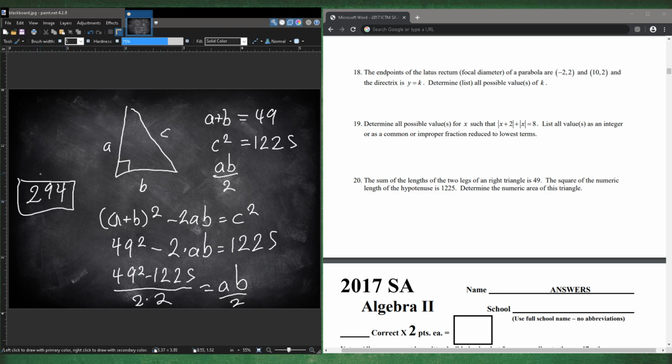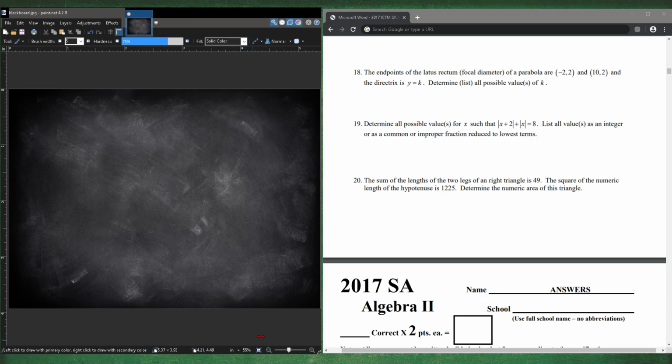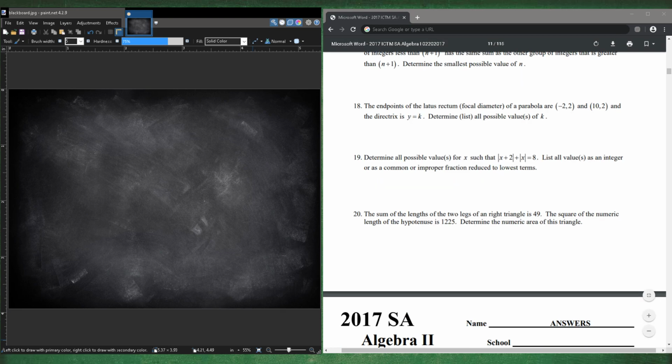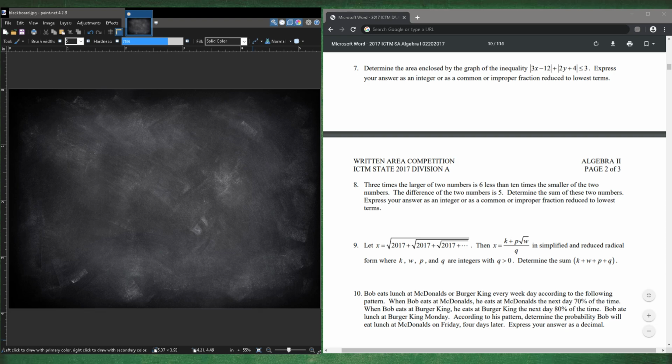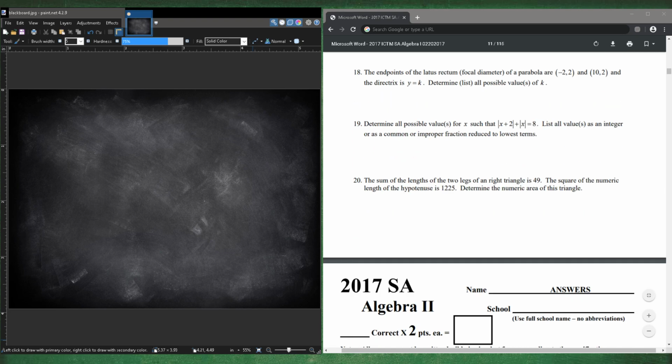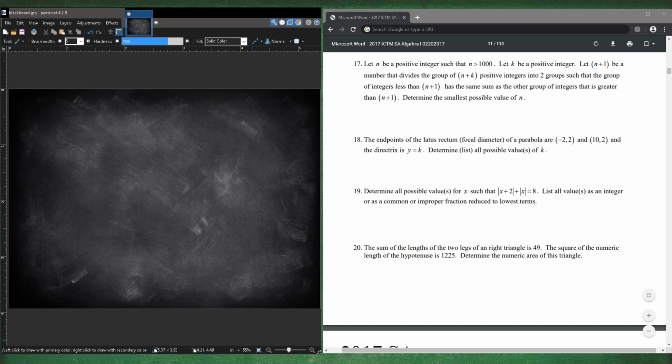So sometimes it's really just that easy. You don't have to actually look for all these numbers. You just manipulate your variables around so that they work well for you. And that basically completes everything for our ICTM 2017 Division A Algebra 2.